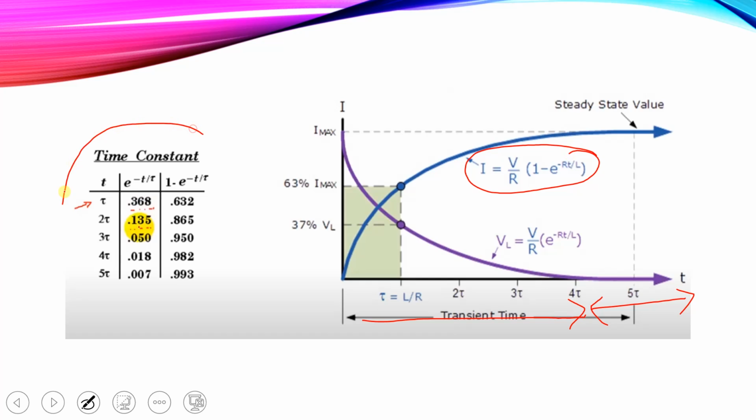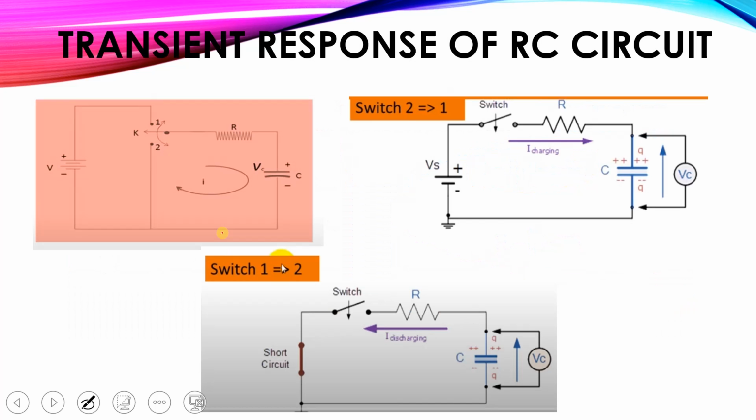And how do we calculate the time constants? By putting in different values of tau. When t is 1 tau, we have this equation; when t is 2 tau, this equation. This is how we find the values, and according to these values we plot this graph. Then the next one is the transient response of the RC network.